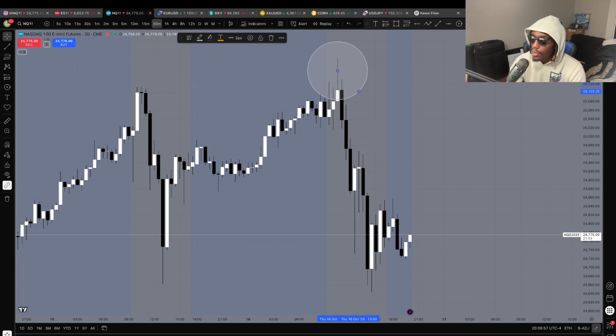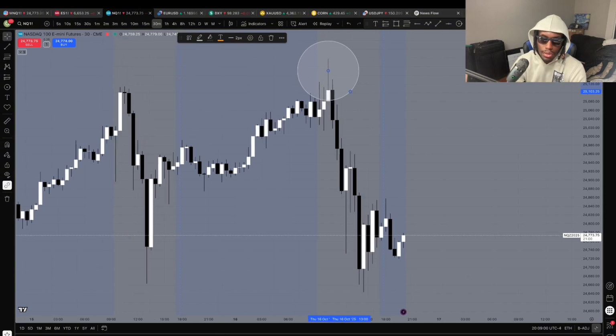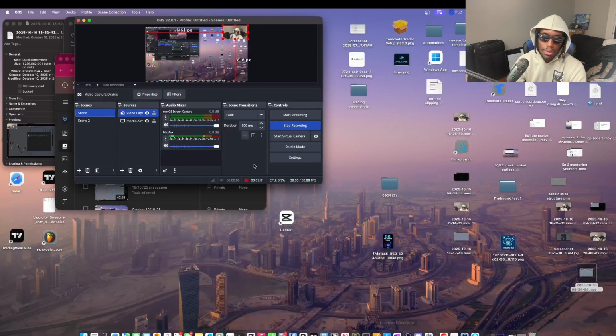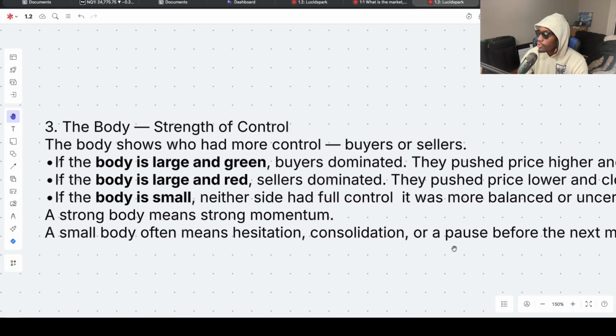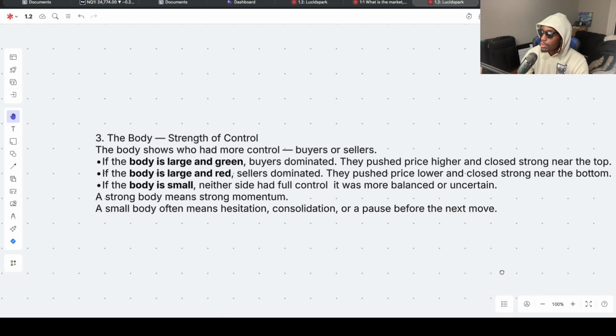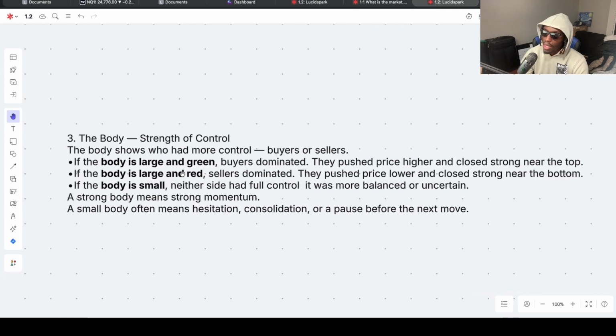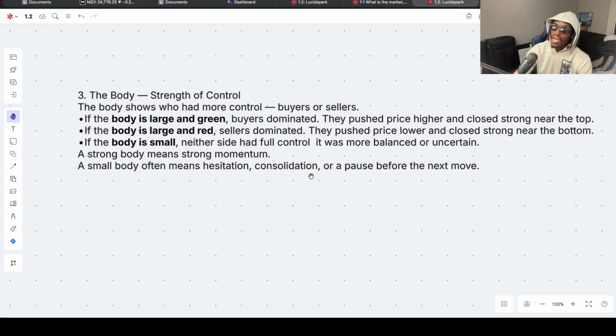All right, now next, the body. The body is the strength of control. The body shows who had more control, buyers or sellers. If the body is large and green, buyers dominated. They pushed price higher and closed strong near the top. If the body is large and red, sellers dominated and pushed price lower and closed strong near the bottom. If the body is small, neither side had full control, and it was more of a balance and uncertain. So a strong body means strong momentum. A small body often means hesitation, consolidation, or a pause before the next move.